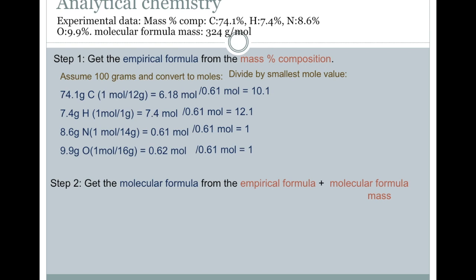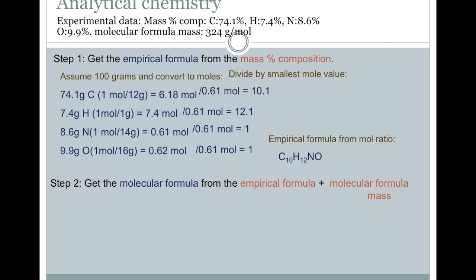For hydrogen, it's 12.1, and for carbon, it's 10.1, which again, we can round off because it's going to be a whole number ratio for a formula. And so the empirical formula we end up with is C10H12NO.